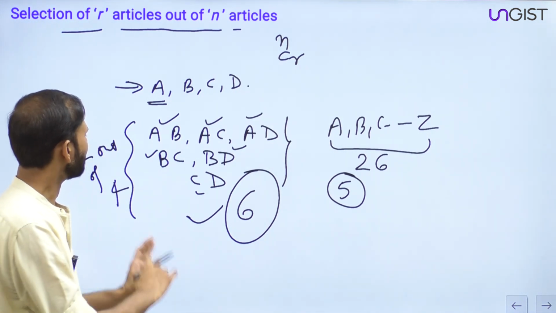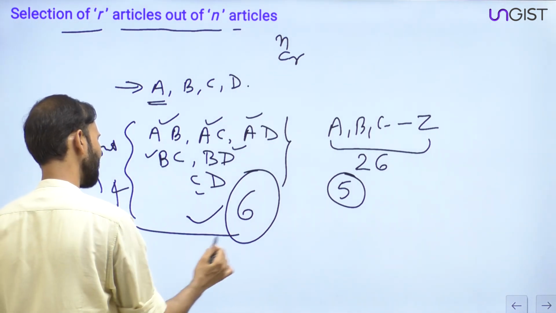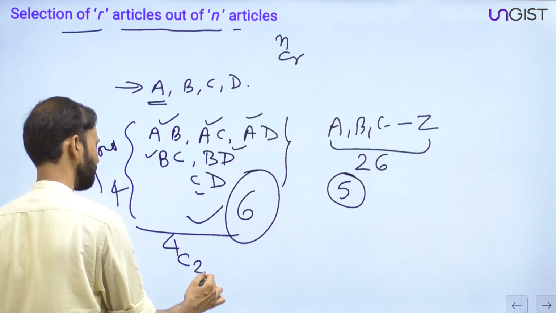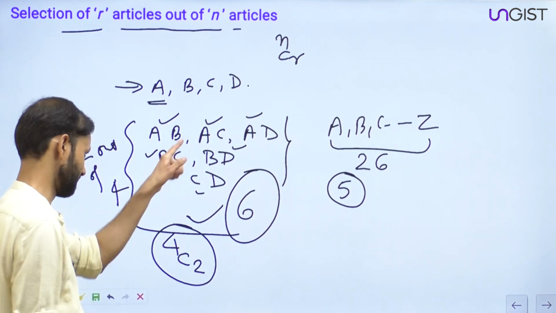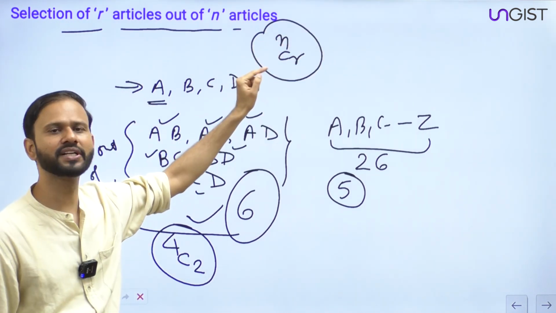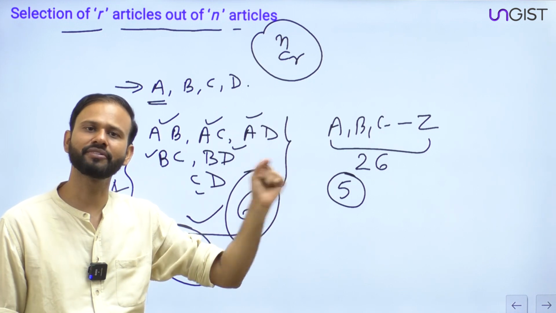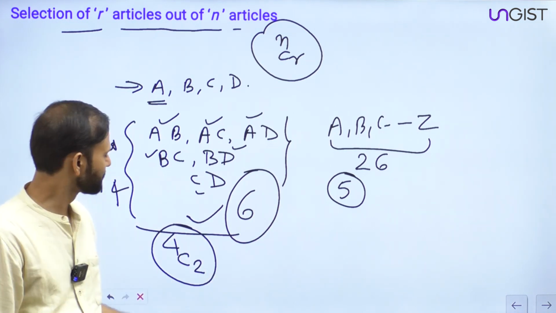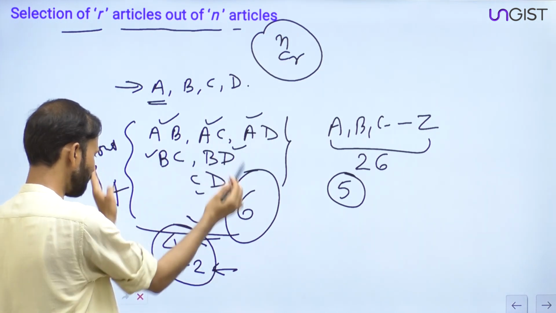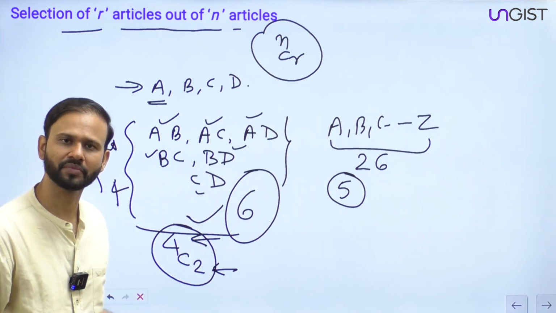So now here we have selected 2 articles out of 4 articles. So what we have done is 4C2, right? nCr means what? Number of ways of selection of r articles out of n articles, right? So here, number of ways of selection of 2 articles out of 4 articles, we have written 4C2, right?